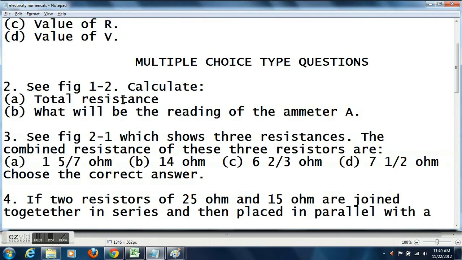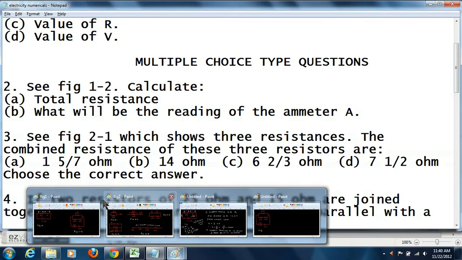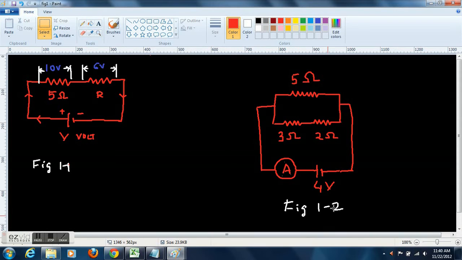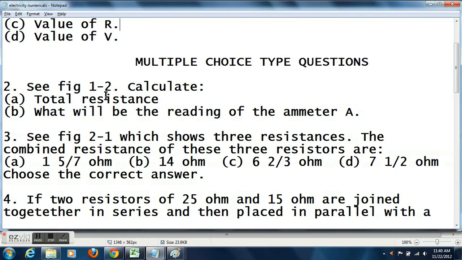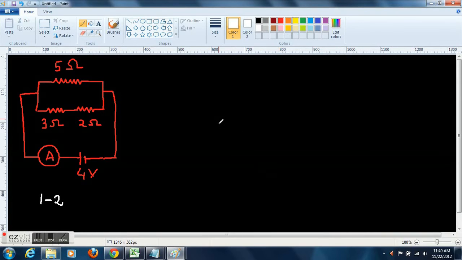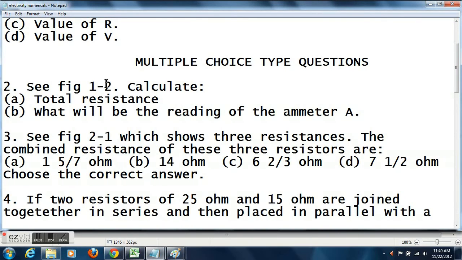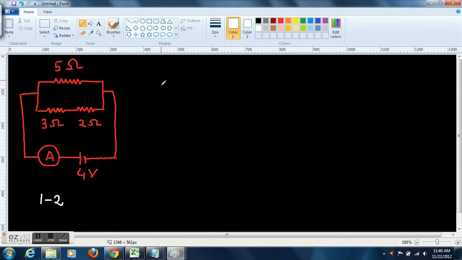Next question, see figure 1.2. Let me pull figure 1.2 here. Here we can see three resistances in series and parallel both. Okay, calculate the total resistance and what will be the reading of the ammeter. That means what will be the current flow. I have drawn this figure separately in another scratch pad so that it becomes easier for me to solve the problems.